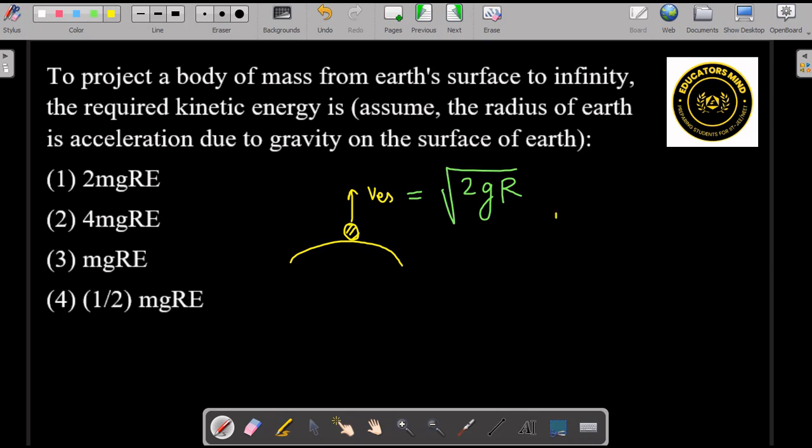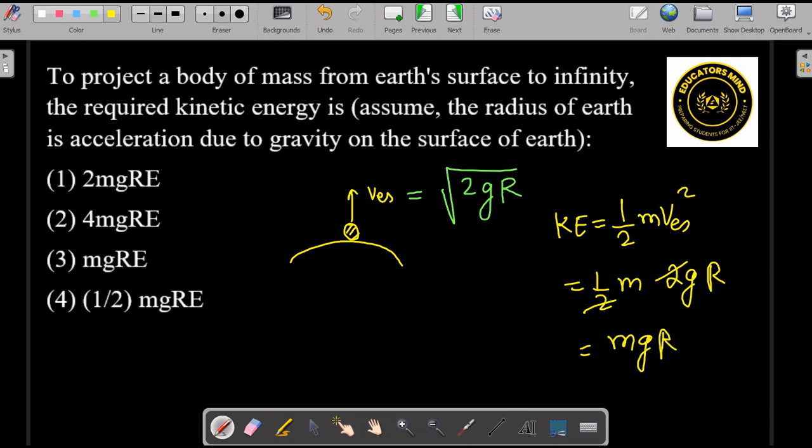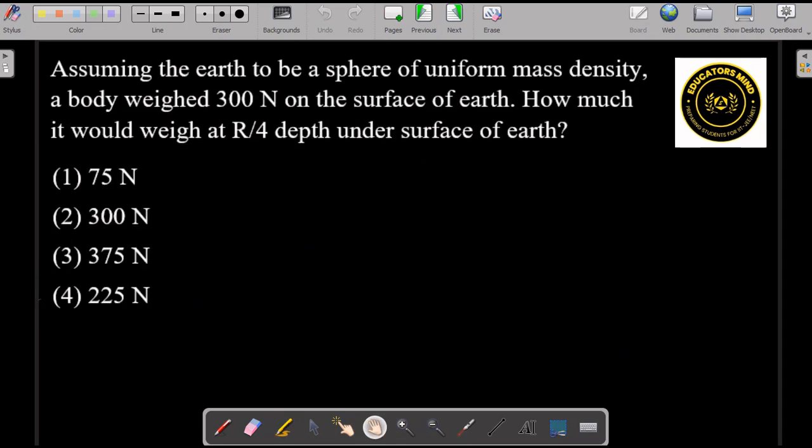Now here kinetic energy we have to just calculate. So half m v escape square. So half m, this means 2gR will come, 2 got cancelled. So m into g into R. I think here Re is the earth radius. Re, this term is earth radius. Okay. Re is the radius of Earth. So here mgRe. That's the correct answer. Let's move to the next.